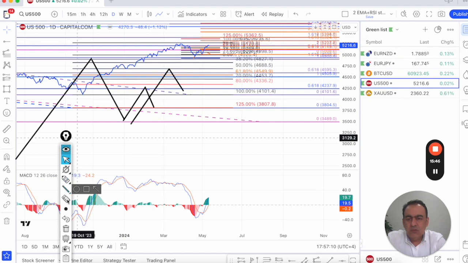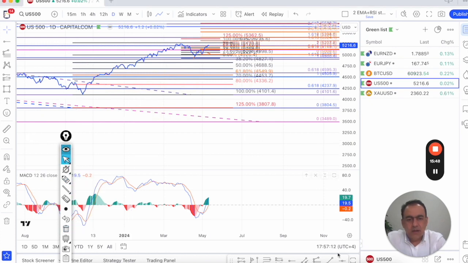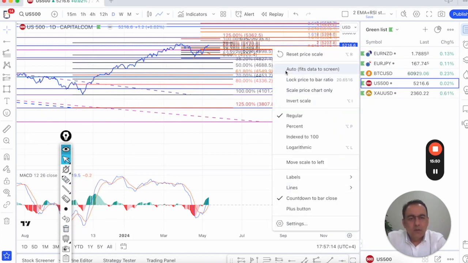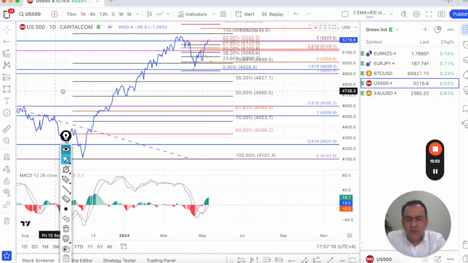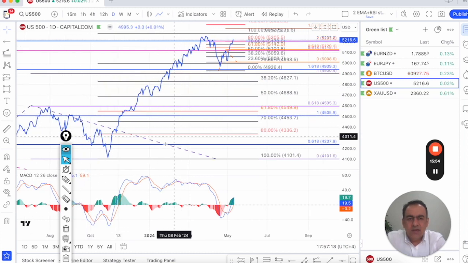Now I'm switching to daily and adjusting my chart view. If you notice on the daily time frame, we got some correction here. We have a confluence of support at 5000, which is again a round number psychological mark.